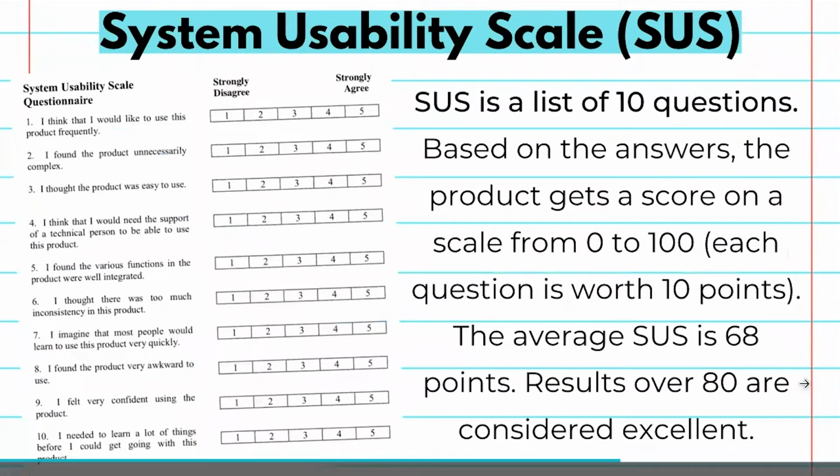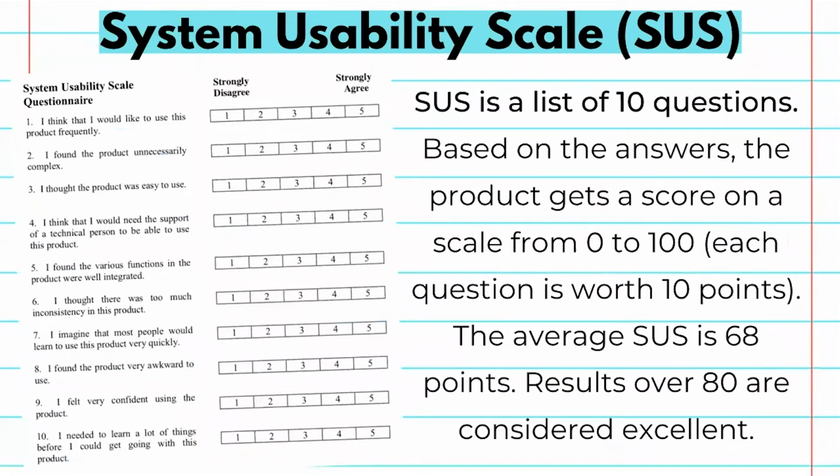And lastly, you have your system usability scale. This is a list of 10 questions, and it's very similar to the previous scale that we were just discussing. Based on the answers, the product gets a score on a scale from 0 to 100. The average SUS is 68 points. Results over 80 are excellent. So this is another way you can test usability.